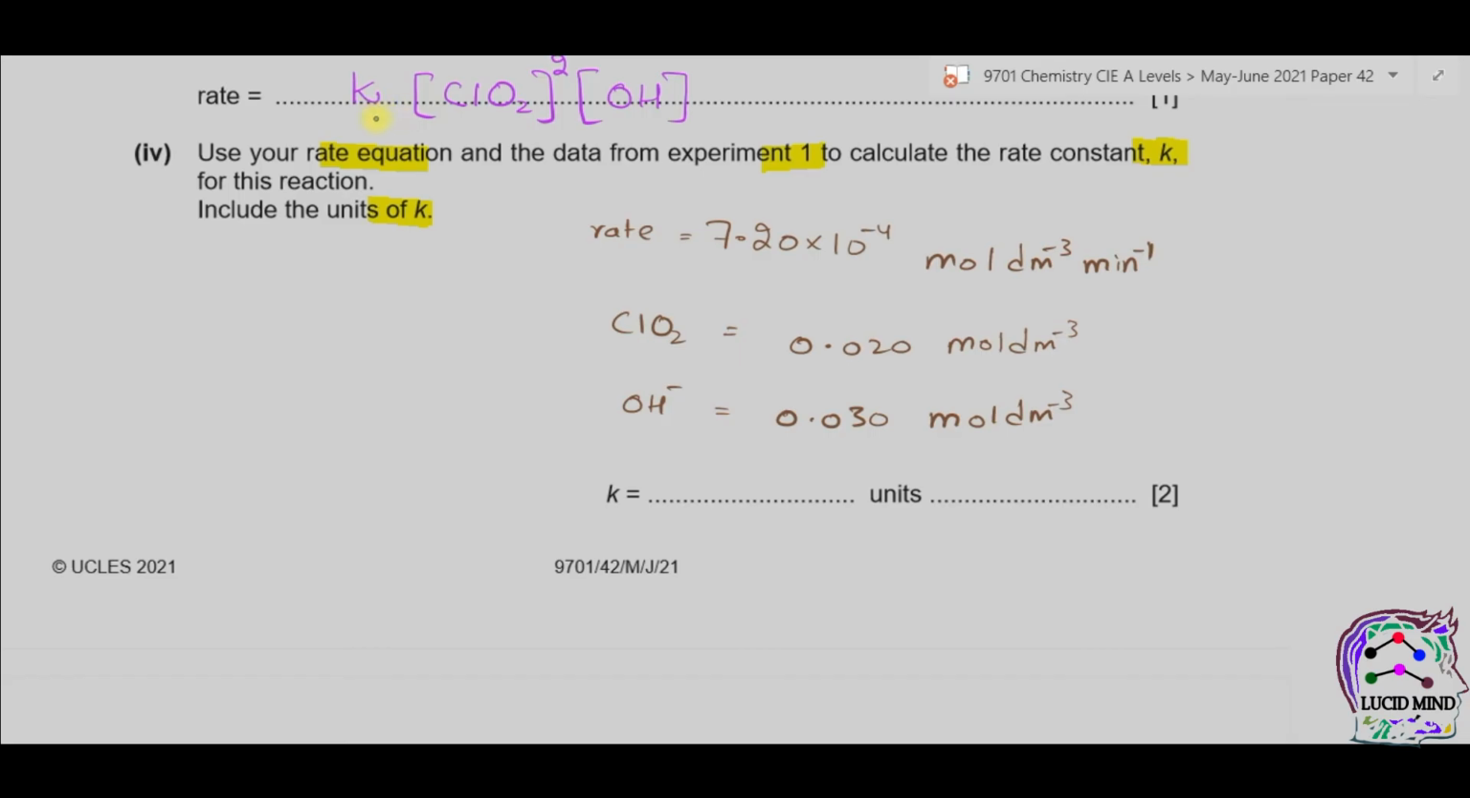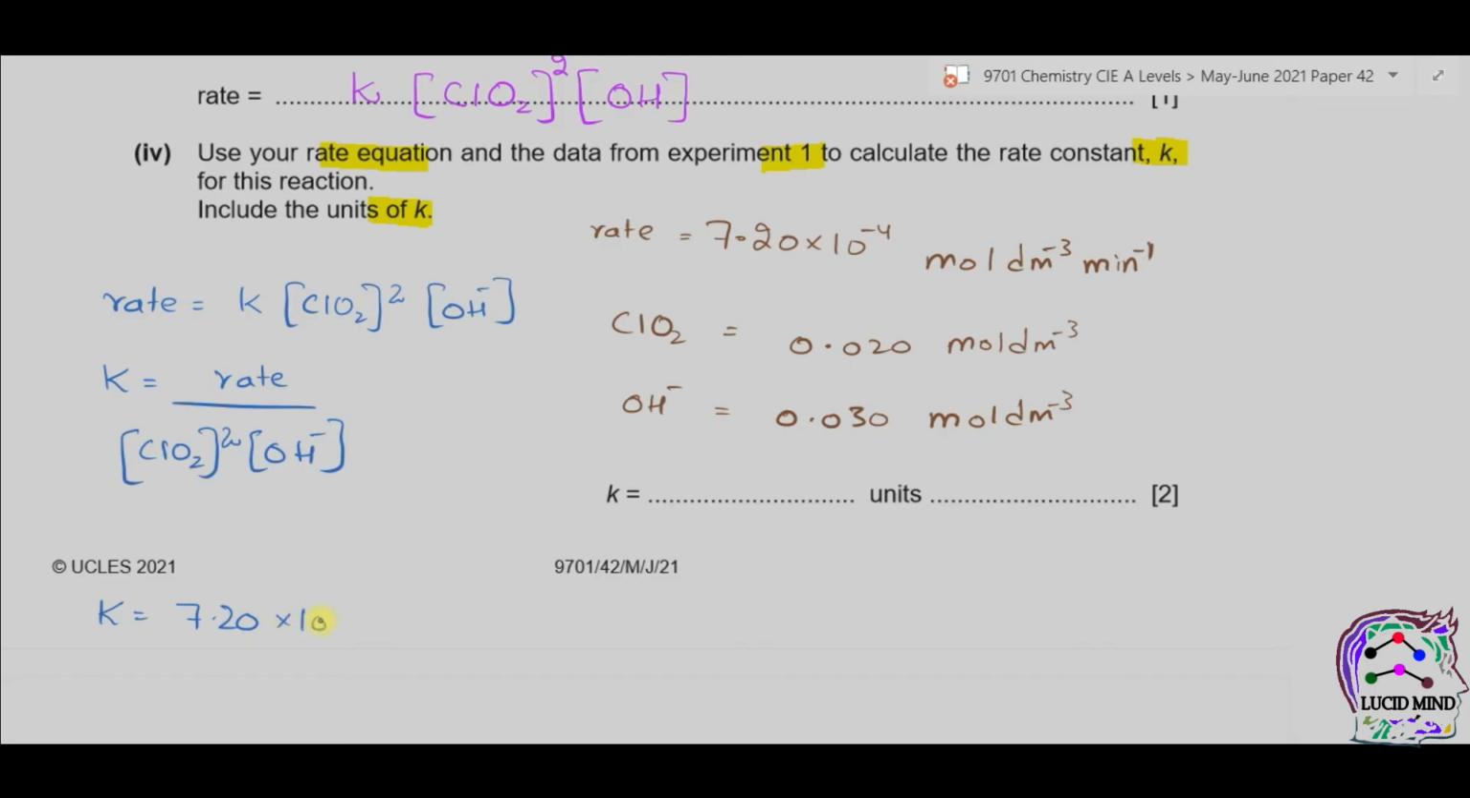Let's use this formula to find the value of K. We have rate is equal to K into the first reactant to the power 2 into the concentration of the second reactant. So K will be equal to the rate of reaction divided by the concentration of ClO2 raised to power 2 and OH negative. Now putting these values, K will be equal to 7.20 × 10^-4 divided by 0.020 power 2 into 0.030. Now we can calculate the value of K. It comes equal to 60.